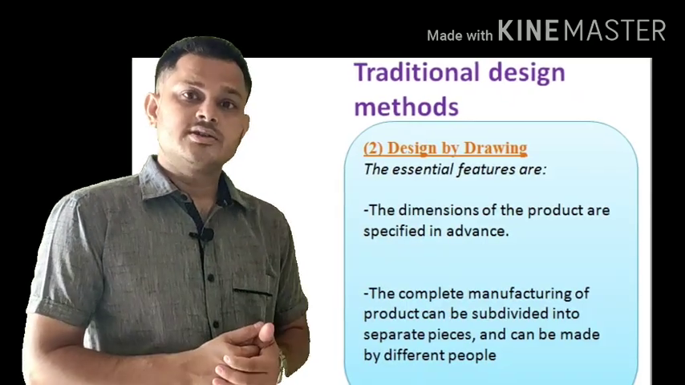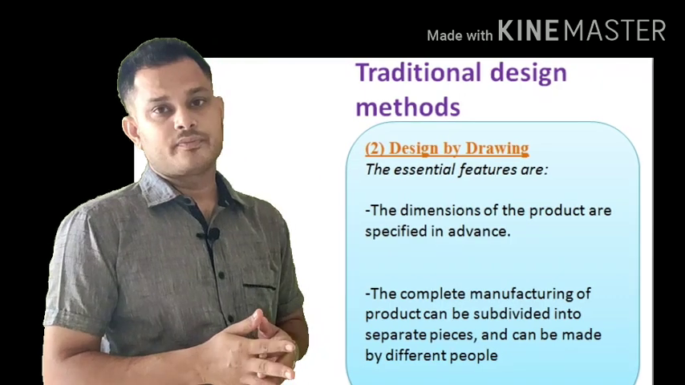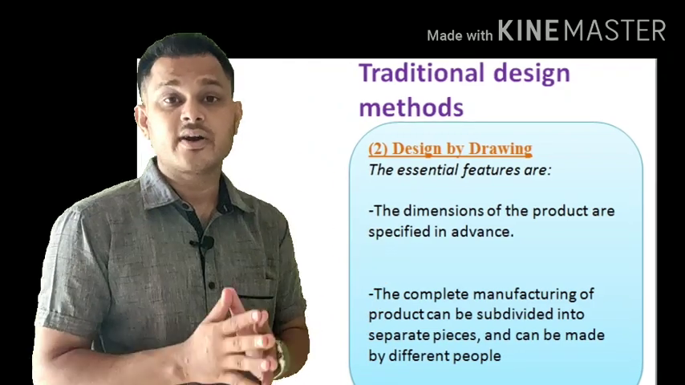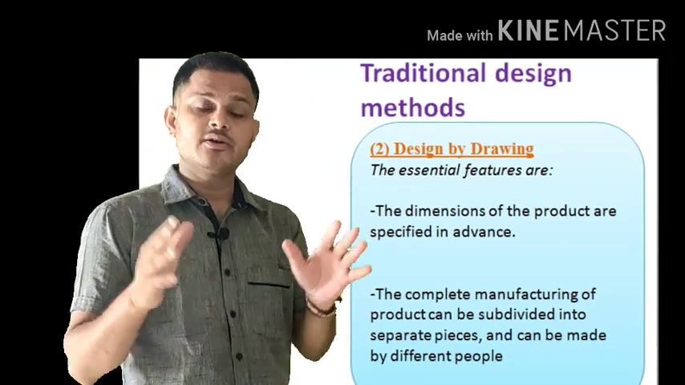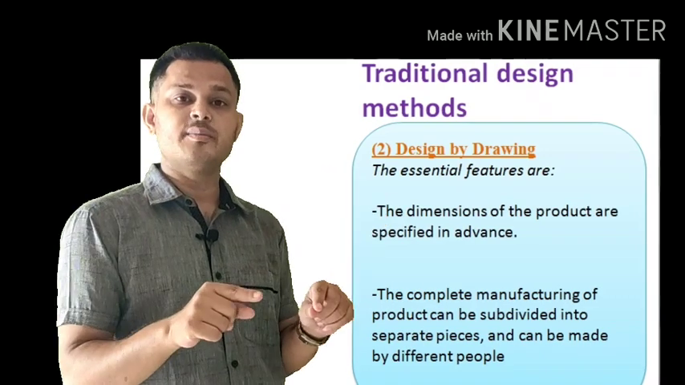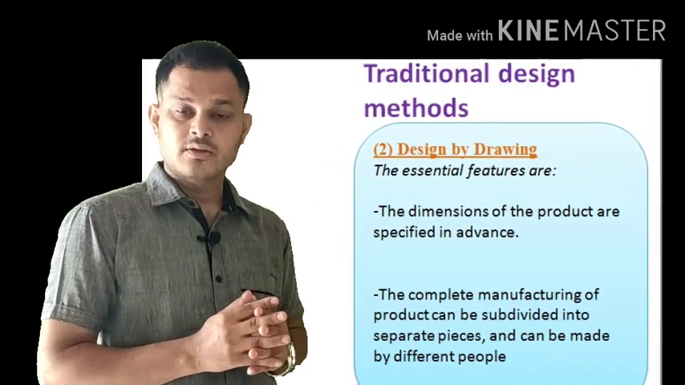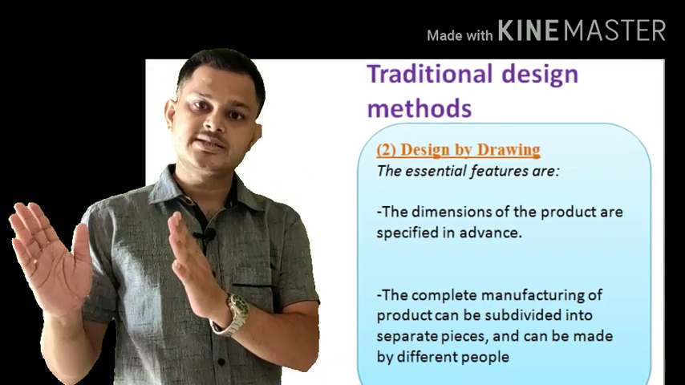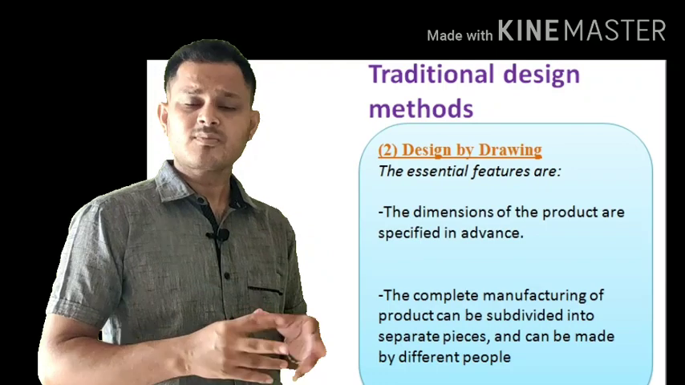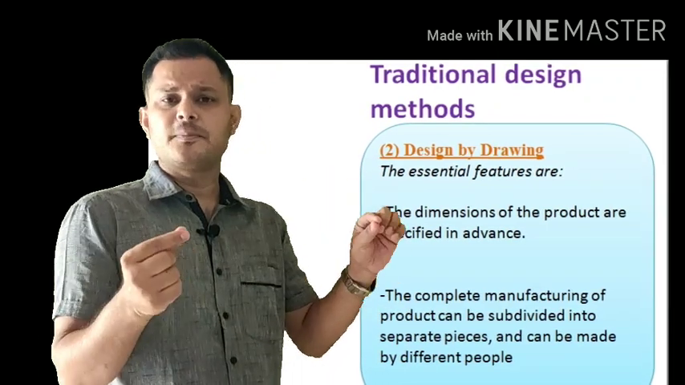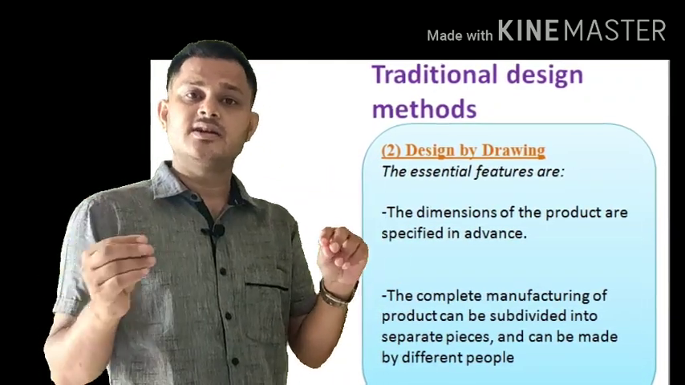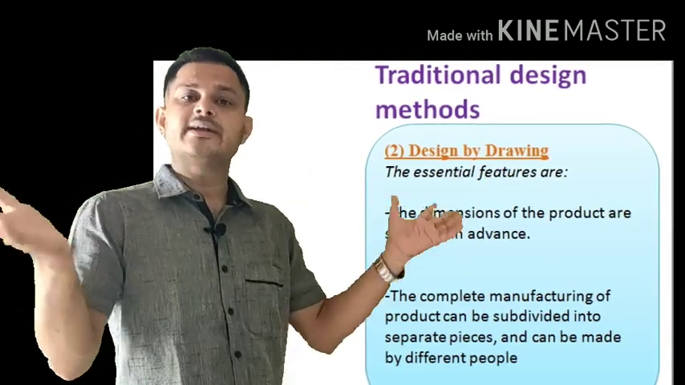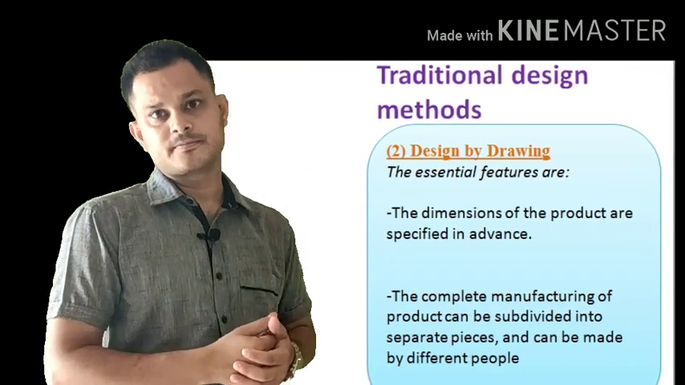Now let us study the next method, design by drawing. The features of design by drawing are: here the dimensions of the product are specified in advance. Means in advance we calculate and decide the dimensions and specifications of the product. The complete manufacturing of the product can be subdivided into separate pieces and can be made by different people. That means a product having different parts can be manufactured and dimensions can be specified by different designers, and that can be combined and assembled at the end.